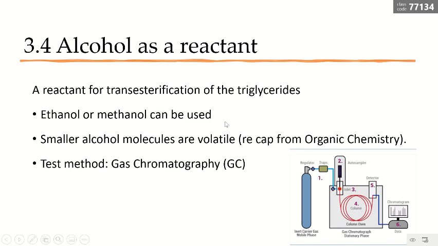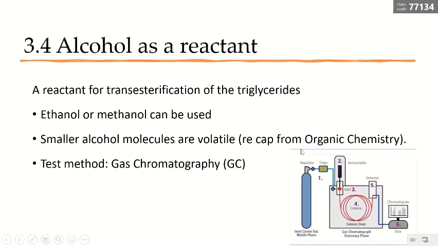The rationale behind it is that we try to use the smaller alcohols rather than bigger ones, because these smaller ones are volatile. Volatile also means the boiling points are lower. Boiling points, this concept, possibly you can recap from organic chemistry again.